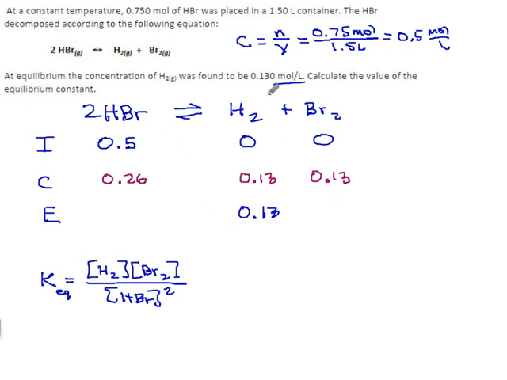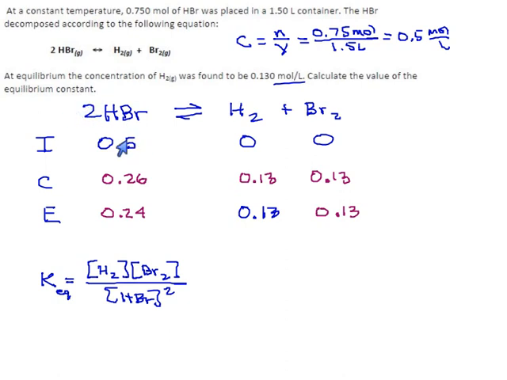Okay, what else can we fill in now? We started with no bromine. We created 0.13 of bromine, so that's our new total. And we started with 0.5 of HBr. We used up 0.26 of HBr, so now we're down to 0.24 of HBr.